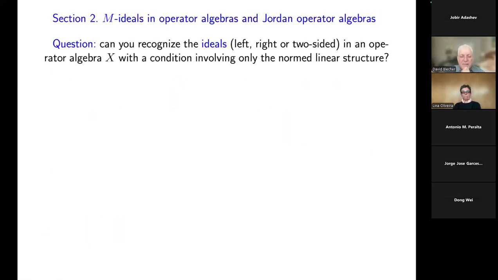Okay, so section 2. I'm reporting on this work that, as I said, just appeared this week and was accepted last week, on M-ideals in operator algebras and Jordan operator algebras. For those of you who are not familiar with M-ideals, let me begin with the question: can you recognize the ideals? Those could be left ideals, right ideals, or two-sided ideals in an operator algebra, with a condition that only involves the normed linear structure.